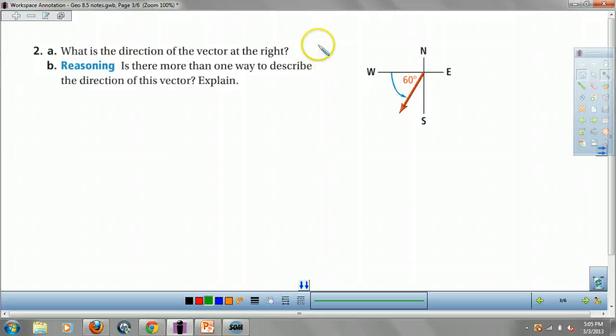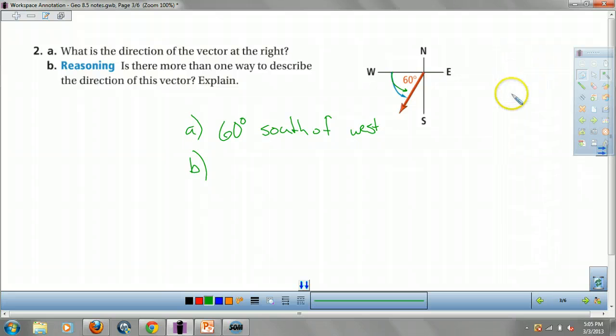Alright, this one. What is the direction of the vector at the right? Is there another way you can describe it? Okay. So here's west, right? But now we're going 60 degrees away from west, and we're going south direction. So we are 60 degrees south of west. 60 degrees south of that west line, right?